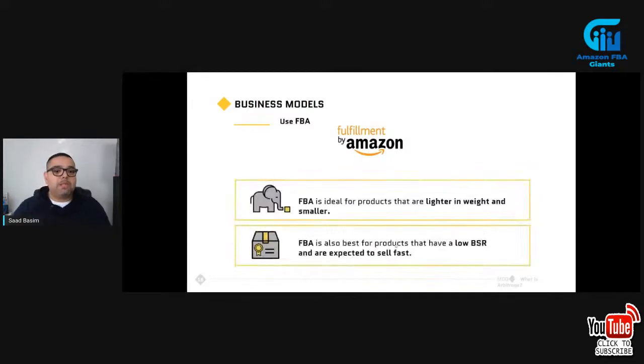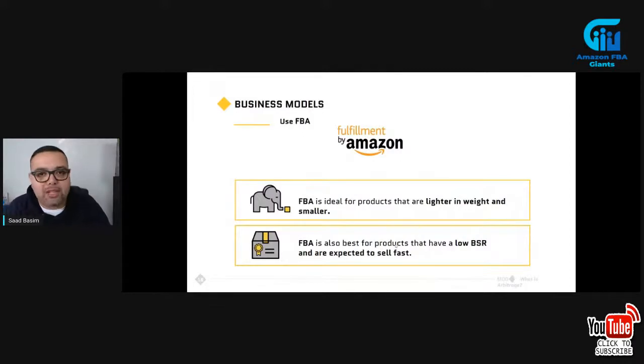Now, business model, I use FBA. Now, what's FBA? FBA is ideal for products that are lighter in weight and smaller. Now, this could be true 100%, but also there's a lot of times I get ahead of my competition by being able to pack larger things. So, for example, I have this Nerf gun that comes in a huge box, like big, huge. Okay, that needs a different kind of box, a long box.